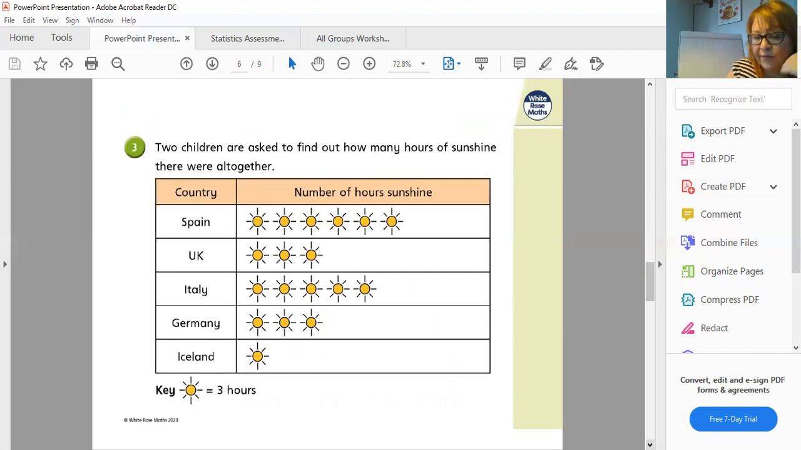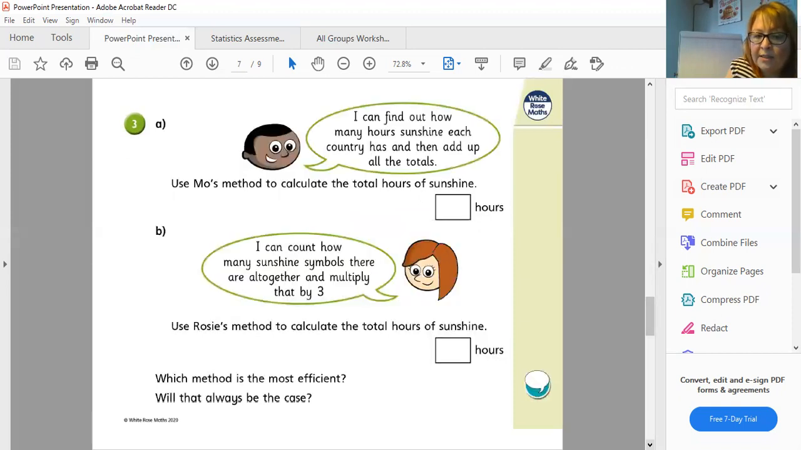Okay, 2 children were asked to find out how many hours of sunshine there were altogether. If each sun is 3 hours, you could count up all the suns counting in 3s, or you could work out each country and then add the numbers together. And that's 2 ways of doing it. So you can see that Mo said, I can find out how many hours sunshine each country has and then add up all the totals. Use Mo's method to calculate the total hours of sunshine. I can count how many sunshine symbols there are and multiply that by 3.